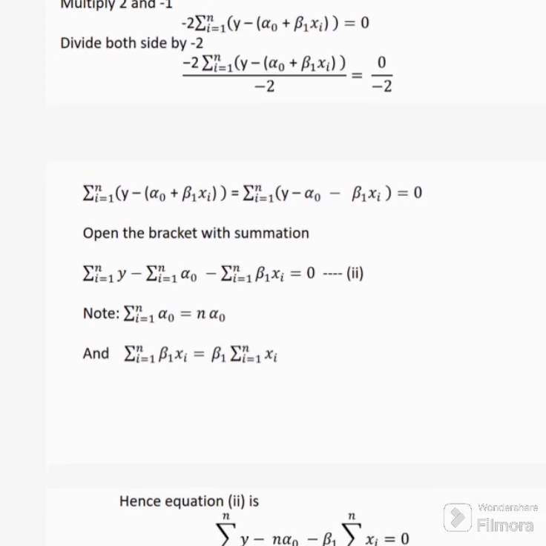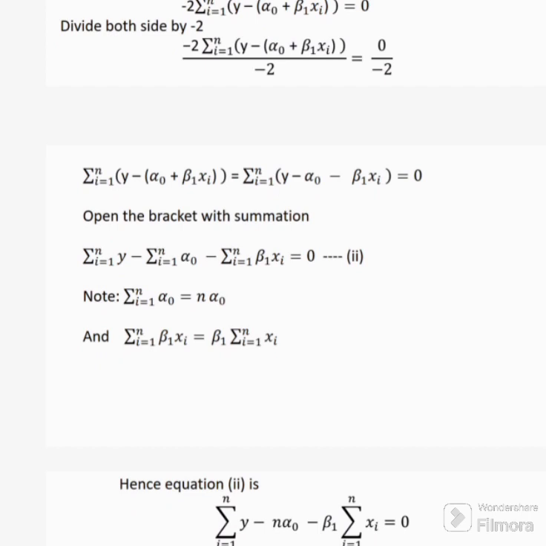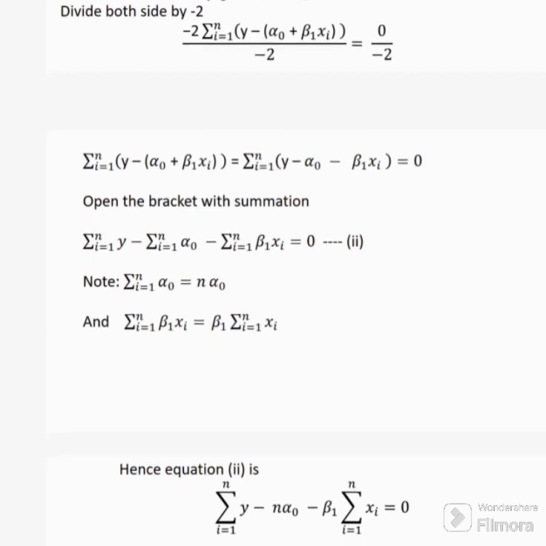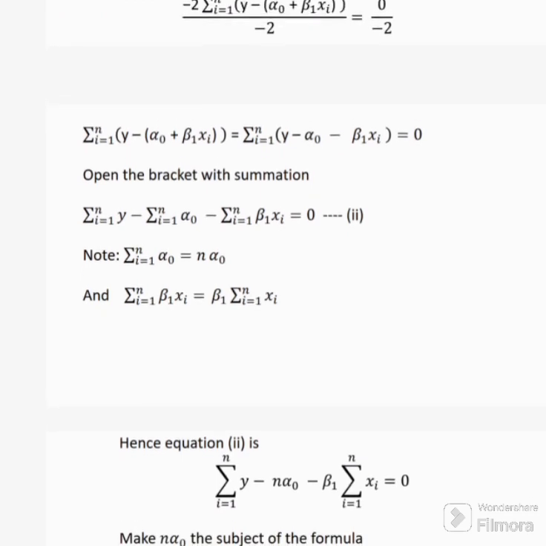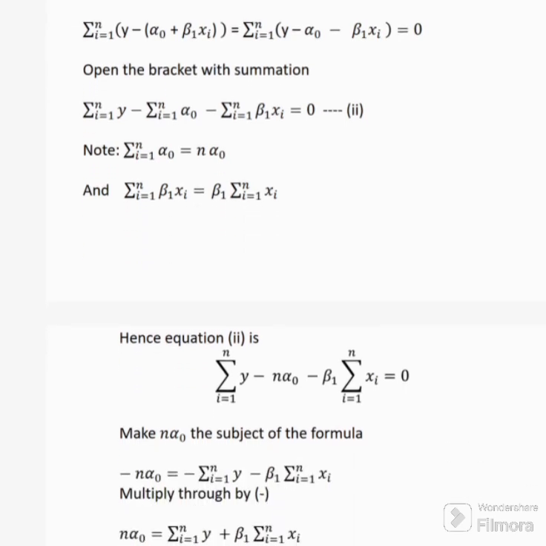The next step here is to multiply 2 and negative 2. We multiply it together and we have this equation, which is negative 2 summation of i ranges from 1 to n (y minus (alpha naught plus beta 1 x subscript i)) equal to 0. The next step is to divide both sides by negative 2. When we divide both sides by negative 2 in this equation, we have this equation.